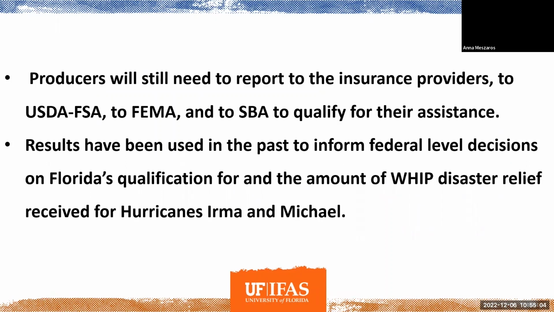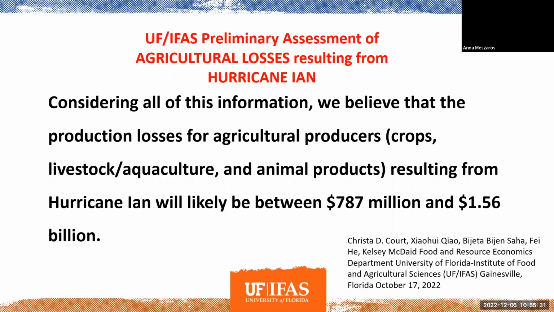The only bad thing about it is that producers still need to report everything to their insurance. So it's kind of double reporting, but used differently. But the main thing is that even for Michael and Irma, this data was used to make federal level decisions on Florida's qualification for the amount of disaster relief that we received.